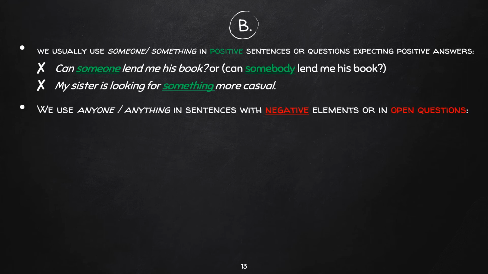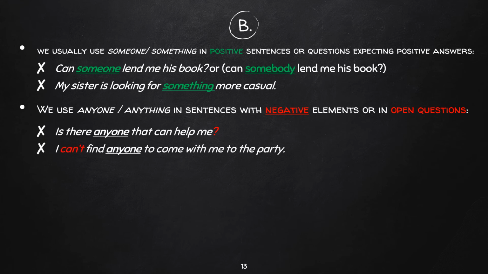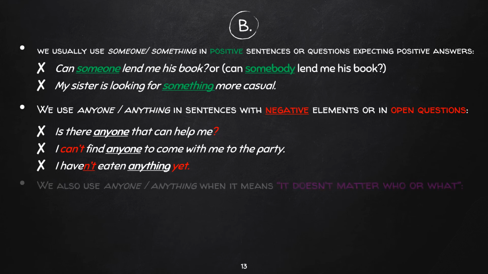We use anyone, anything in sentences with negative elements or an open question. For example, is there anyone that can help me? This is an open question. Another example is, I can't find anyone to come with me to the party. Here is a negative element, can't. Another example, I haven't eaten anything yet. And here is another negative element.